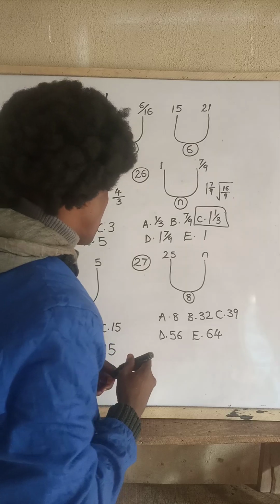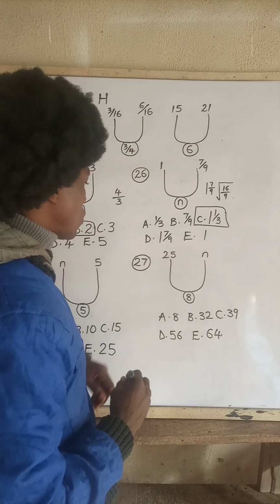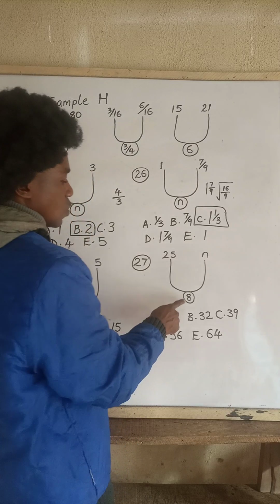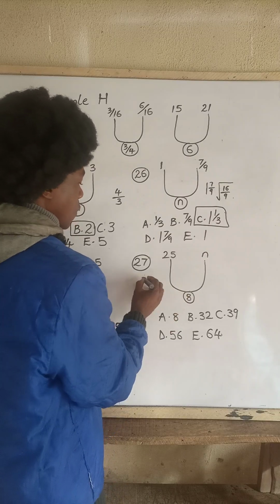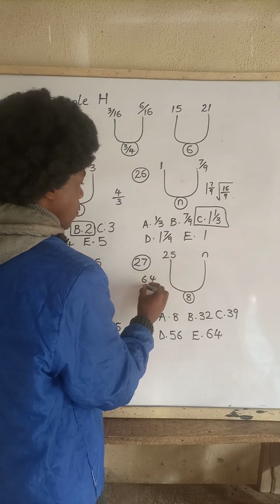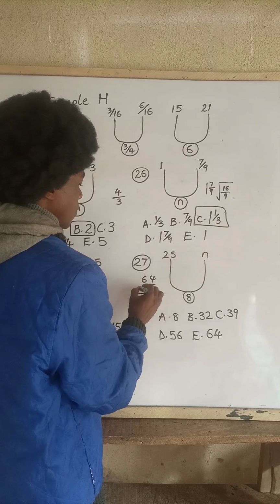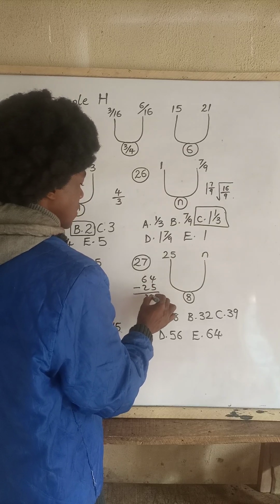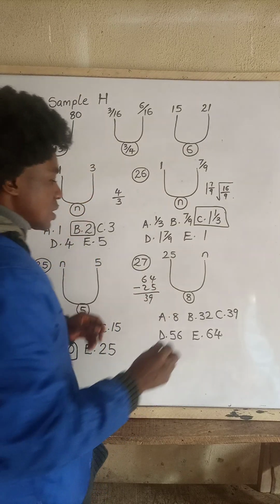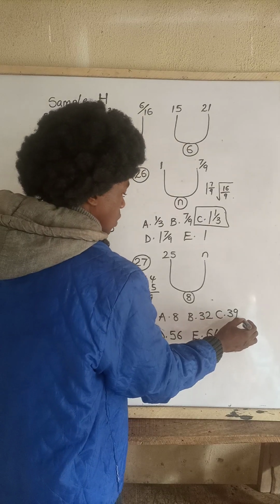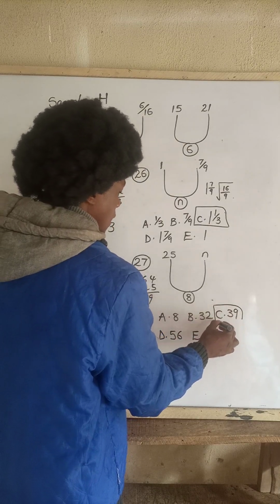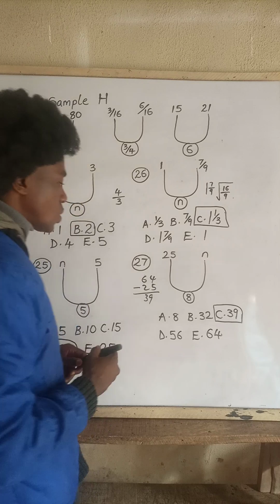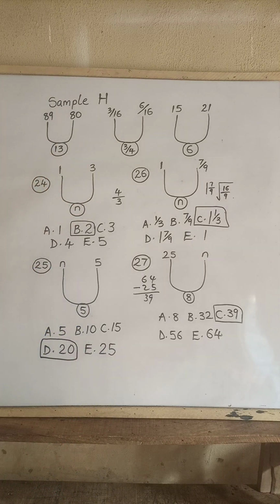We move to question number 27. In question number 27, what they did here is this. You will do 8 times 8, 64. Now 64 minus 25 will give us 39. So answer to question number 27 is 39, which is option C.